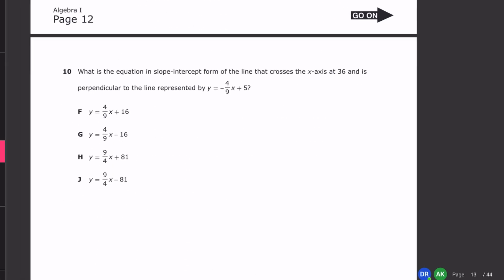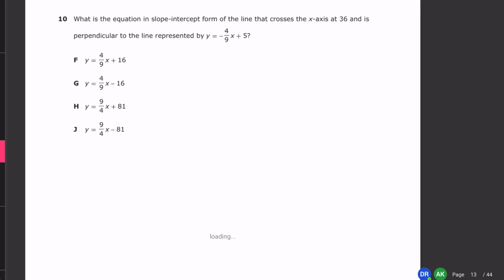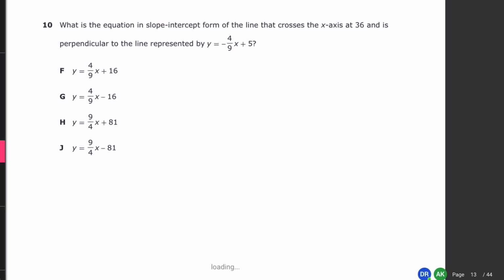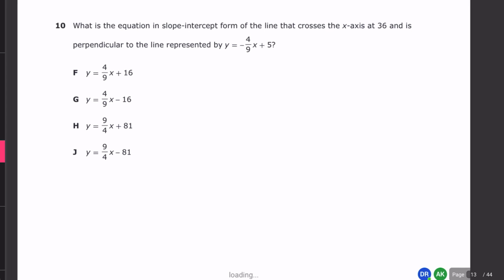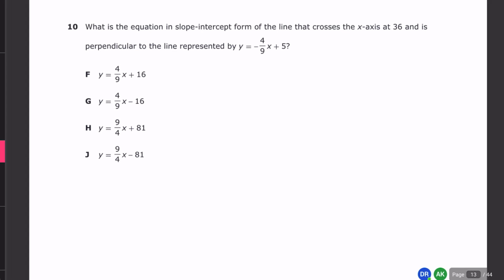Then going into the 10th one: what is the equation in slope-intercept form of the line that crosses the x-axis at 36 and is perpendicular to the line represented by y = -4/9 x + 5? So now when a line is perpendicular to another line, this is the given line. We have to find out a line perpendicular to this line. How can we find it?